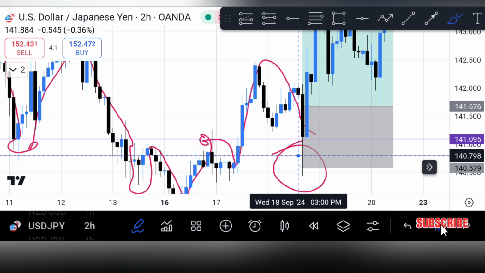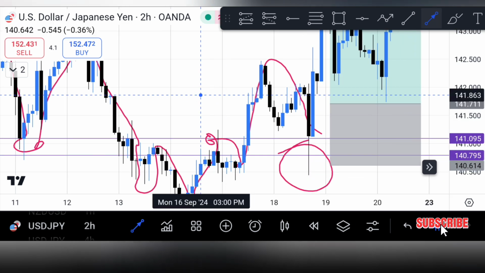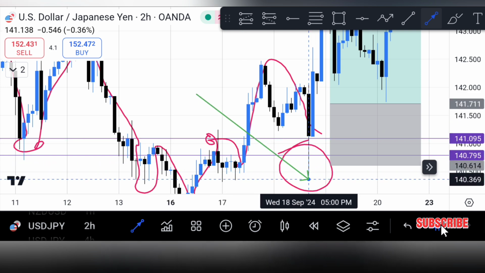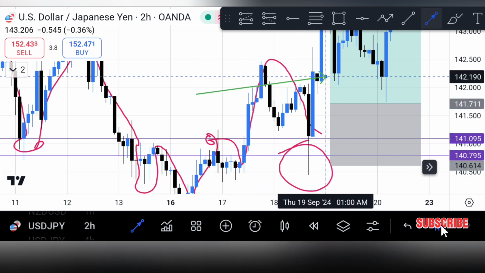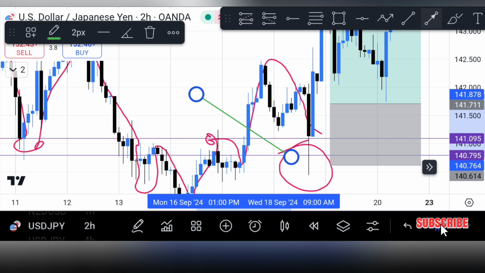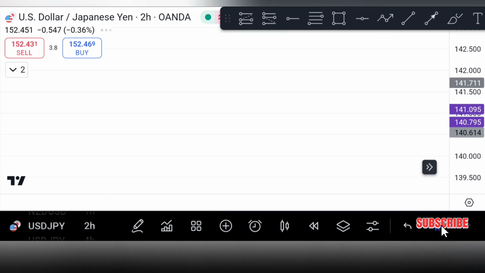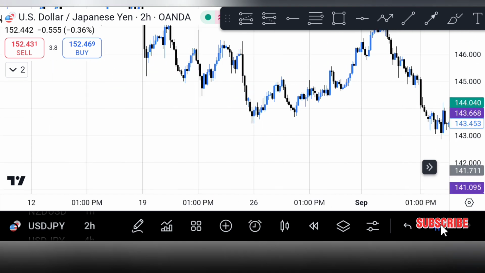So this wick that you are seeing here that I've circled is what we call a stop hunt. Price is coming to take people's stop losses out and then push in the direction that it wants to go. This is what we call a stop hunt in the market, and it happens most of the time. As we go on, I will be showing you how to trade it.